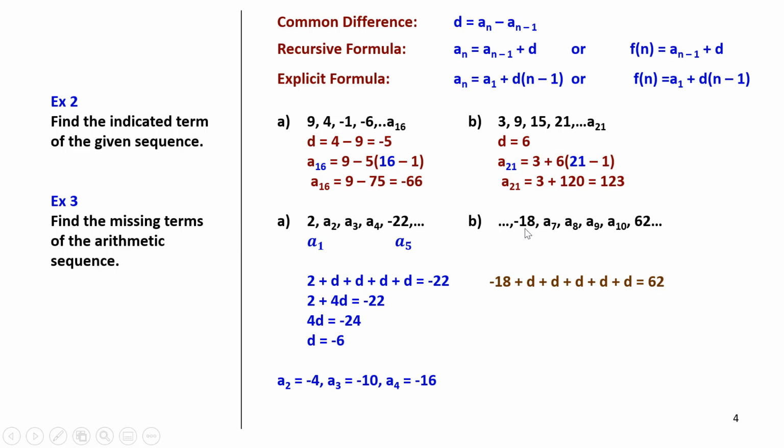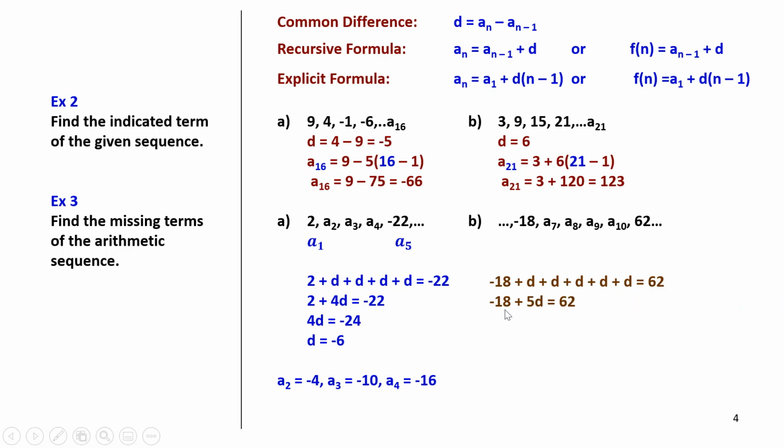I know that if I have negative 18, I should be able to add a d. That's once, twice, 3, 4, 5 times. And after adding that d 5 times, it has to equal 62. So I'm basically starting off the exact same way I did in these guys. This is a sub 6. This is a sub 11. Think about that. I went from term 6 to term 11. That's a difference of 5. There's the 5 d's right there.